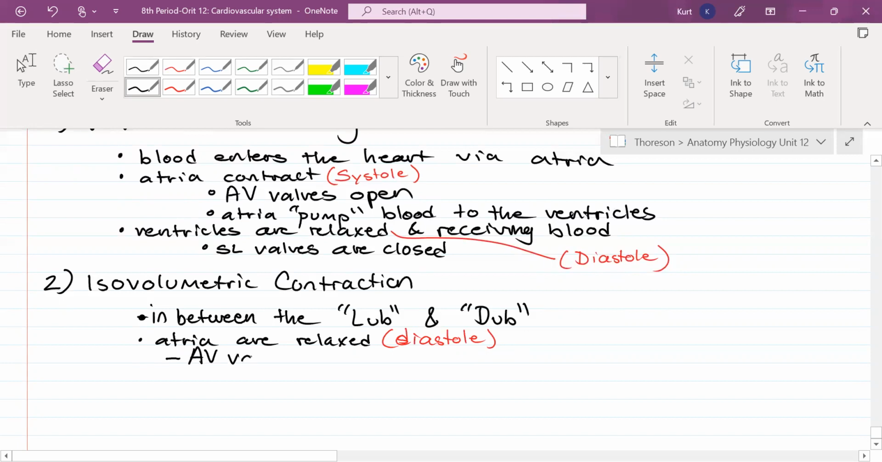AV valves are closed. You need to know that whenever a chamber is contracted, its valves are open. And its valves are the valves that are at the end of the chamber, not at the beginning. So the atria's valves are the AV valves. The ventricle's valves are the semilunar valves. A valve is what actually allows the chamber to empty.